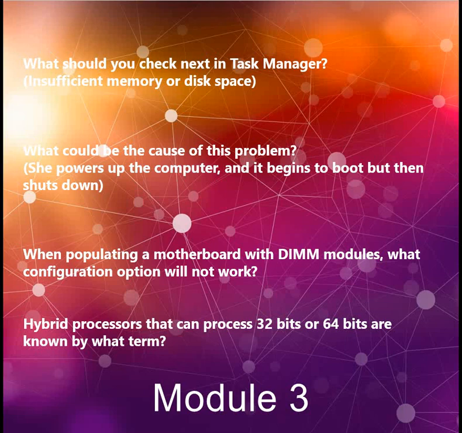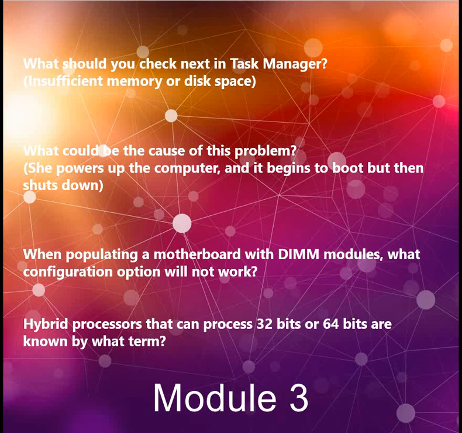All right. On to question 3. When populating a motherboard with DIMM modules, what configuration option will not work? First option is mixing memory speeds. In newer computers, you can do that. It will work, but the only thing is you'll be wasting money because you'll spend more on the faster speed. But if you have one slower speed memory in there, all your RAM is going to go to that slowest speed. It'll work, but you just paid more for RAM. You could have just gotten the cheaper ones and matched them up.